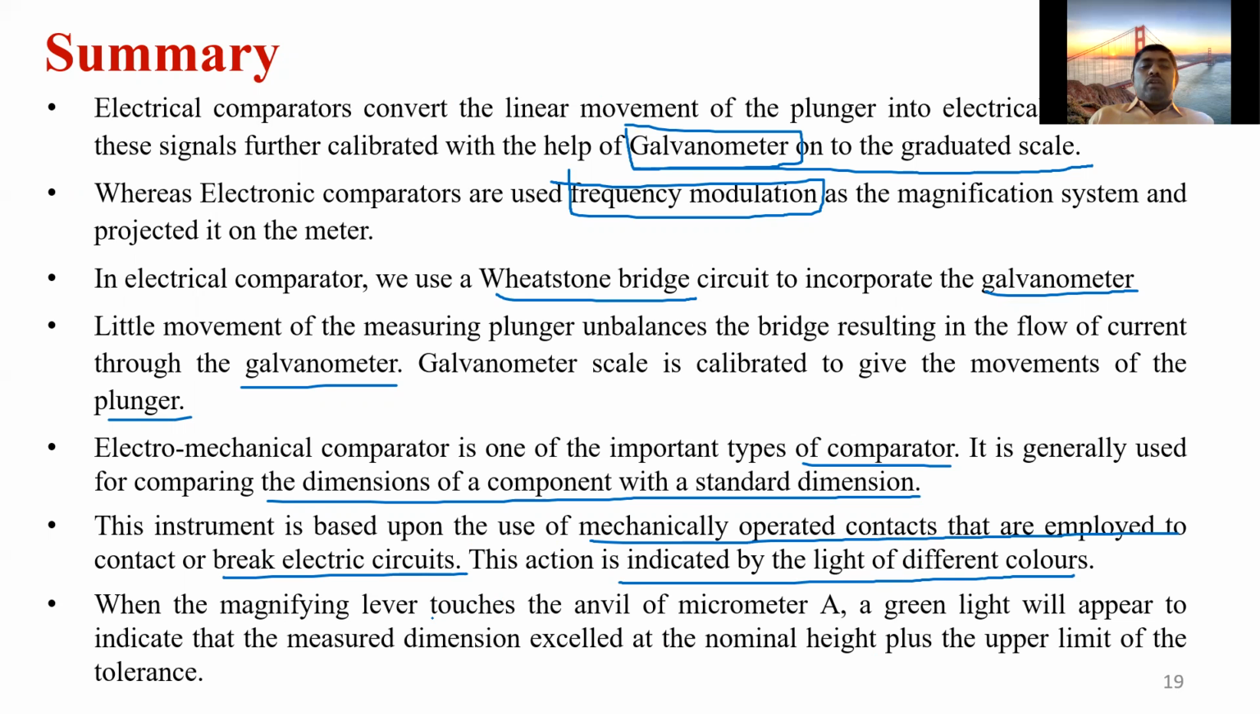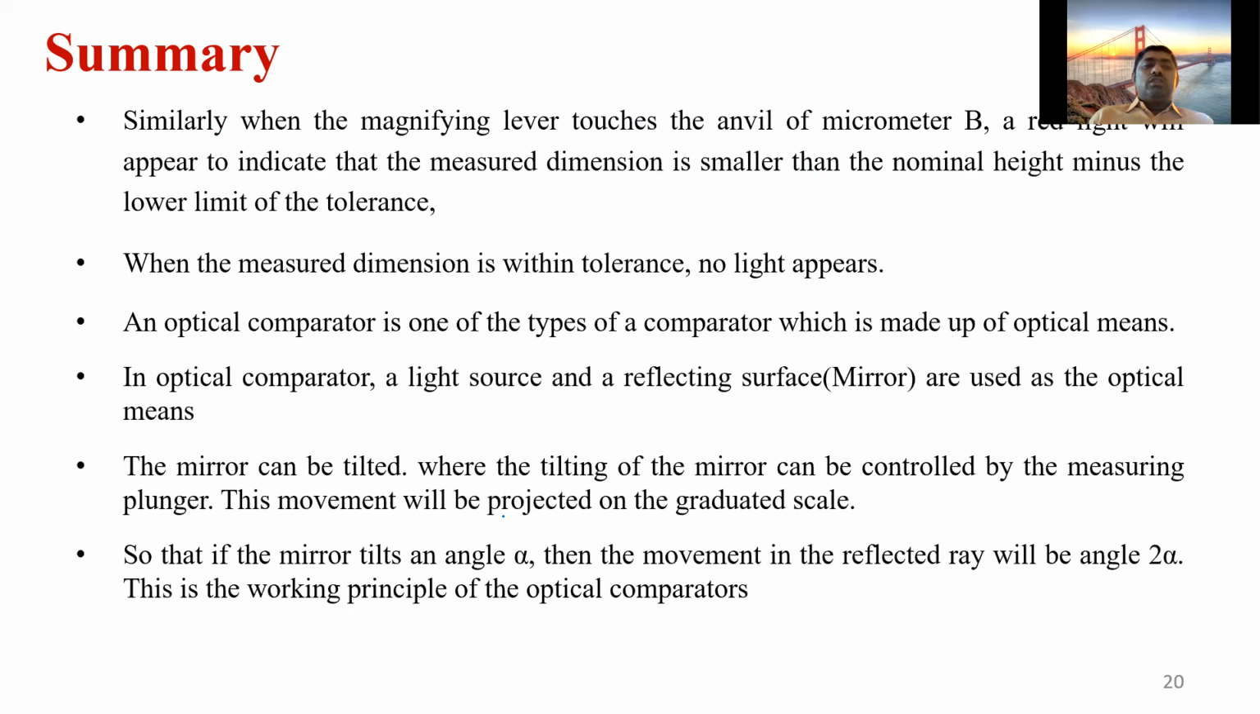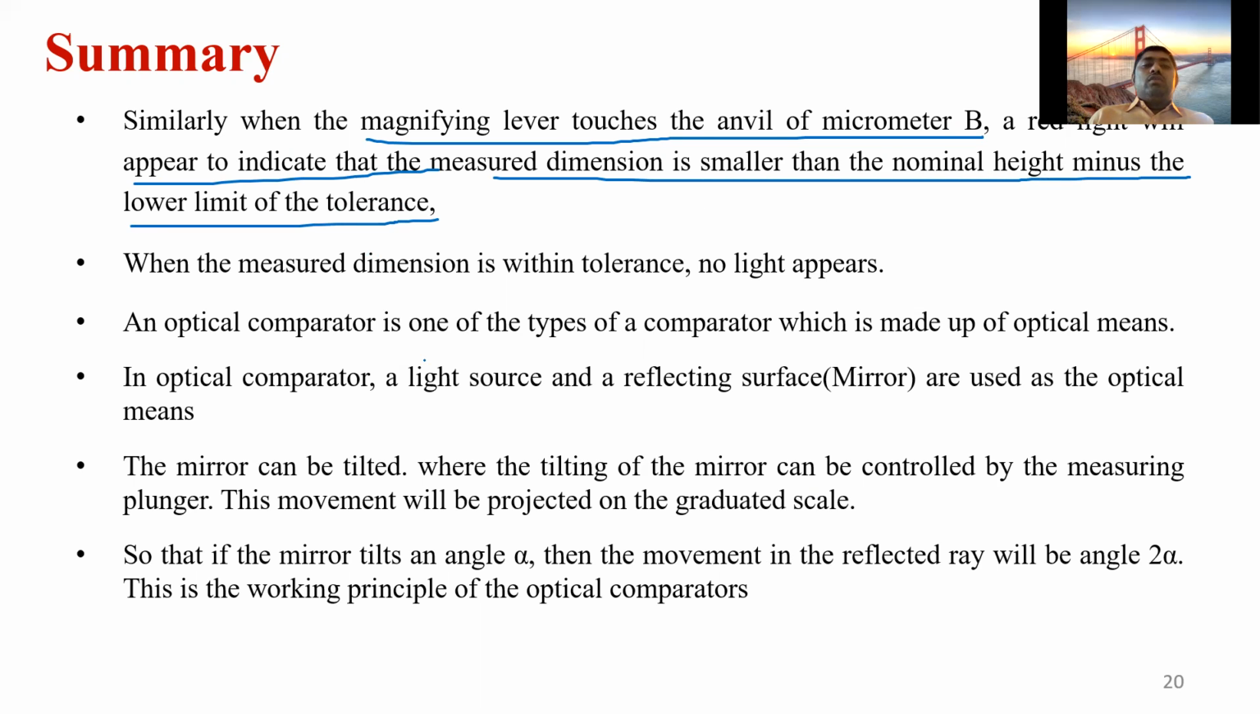When the magnifying lever touches the anvil of micrometer A, a green light will appear to indicate that the measured dimension exceeds the nominal height plus the upper limit of the tolerance. Similarly, when the magnifying lever touches the anvil of micrometer B, a red light will appear to indicate that the measured dimension is smaller than the nominal height minus the lower limit of the tolerance. When the measured dimension is within tolerance, no light appears.